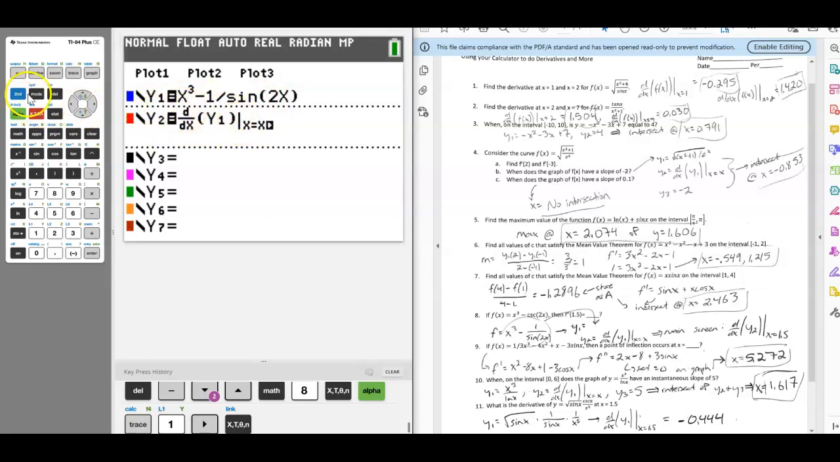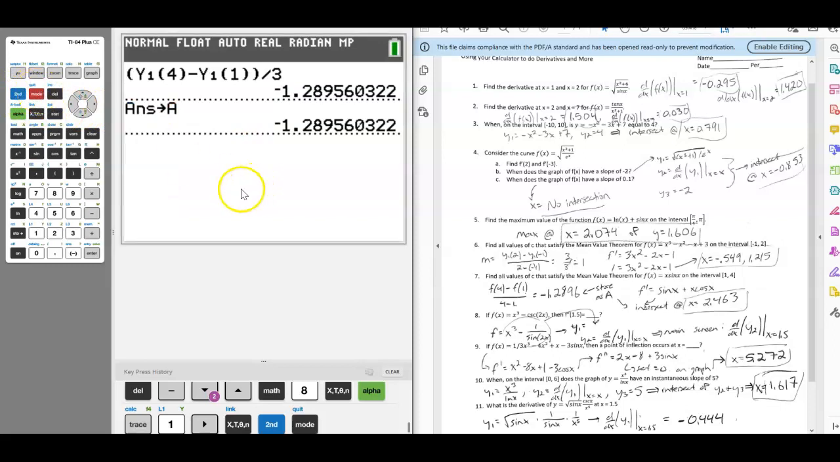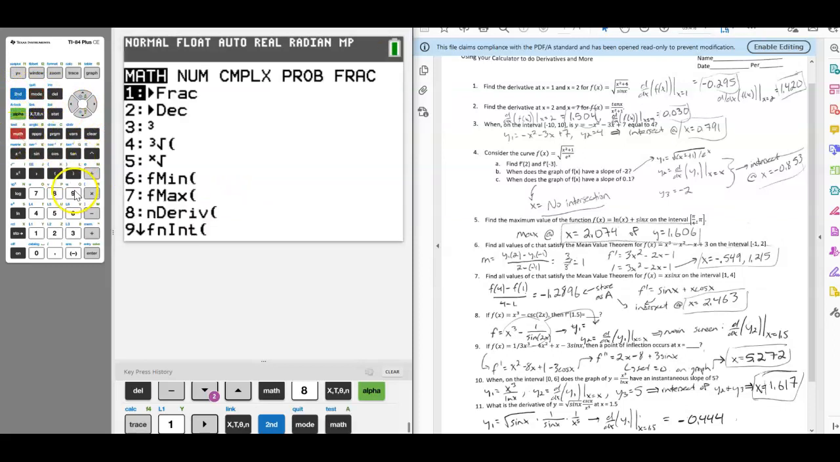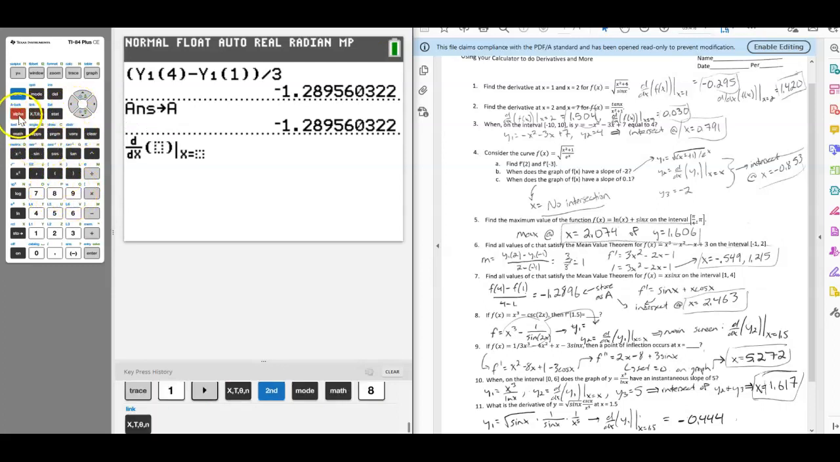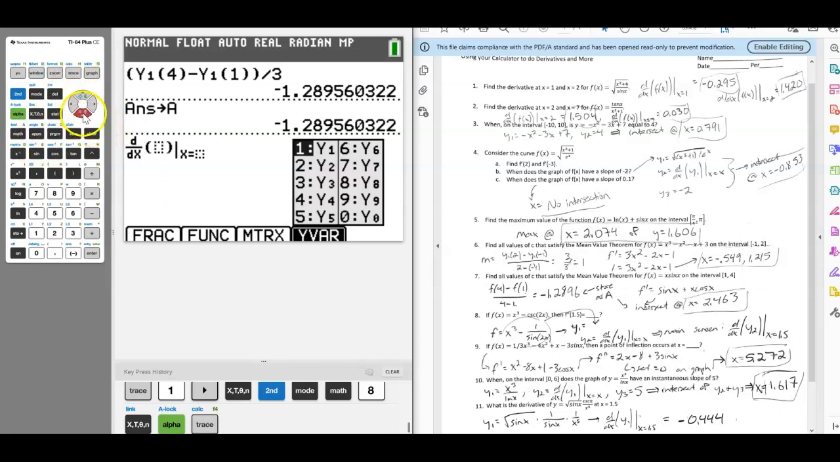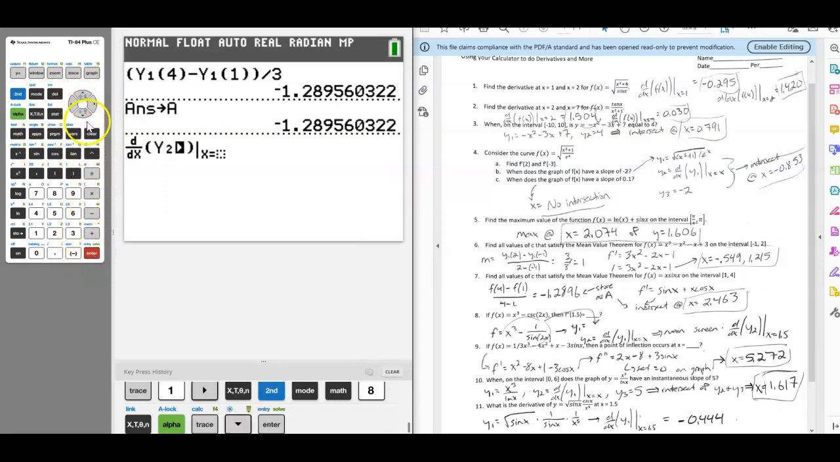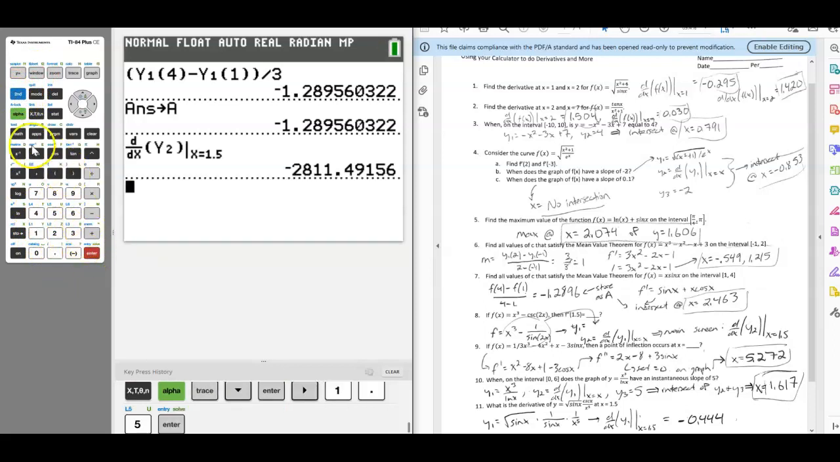So what I can do is then go to the main screen and do a math 8 derivative with respect to x of alpha trace y2, evaluate it at x equals 1.5 and hit enter. Now, that's a massive negative number, and it's what I would write right here. See, I didn't write it.